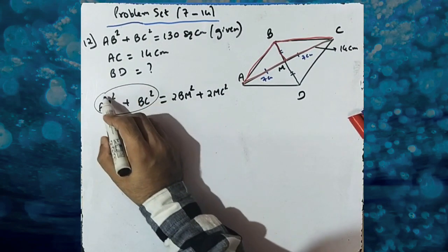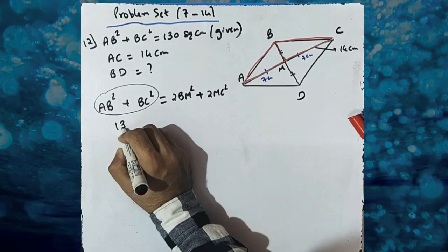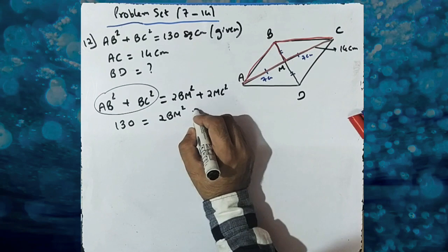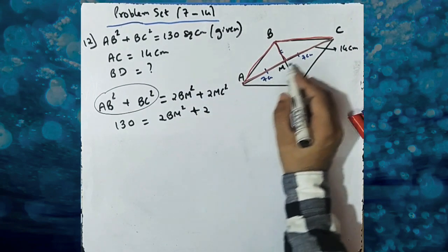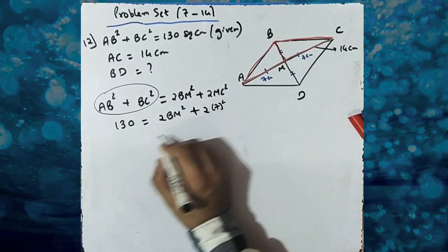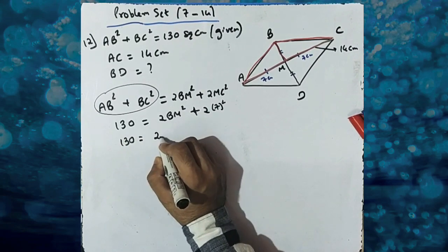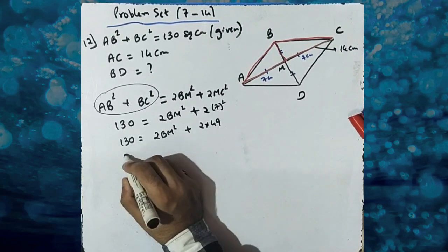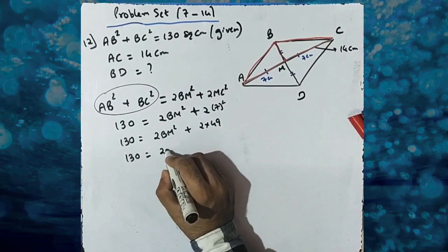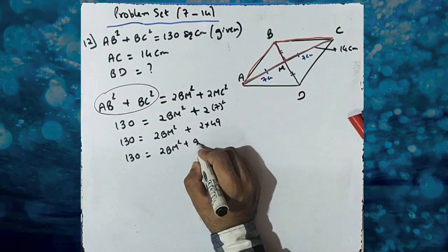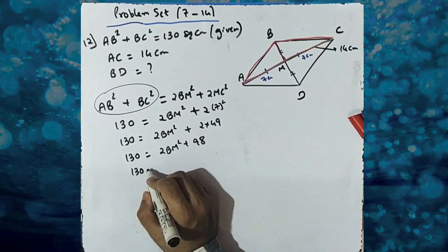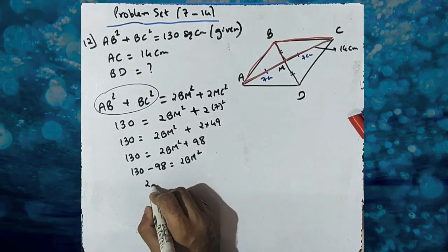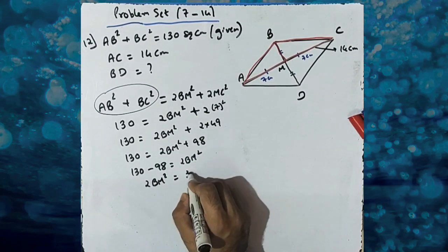AB square plus BC square value is given 130. Twice BM square plus twice, in the place of MC will come 7 square. 130 is equal to twice BM square plus 2 into 49. 130 is equal to twice BM square plus 98. 130 minus 98 is equal to twice BM square. Twice BM square will become 32.